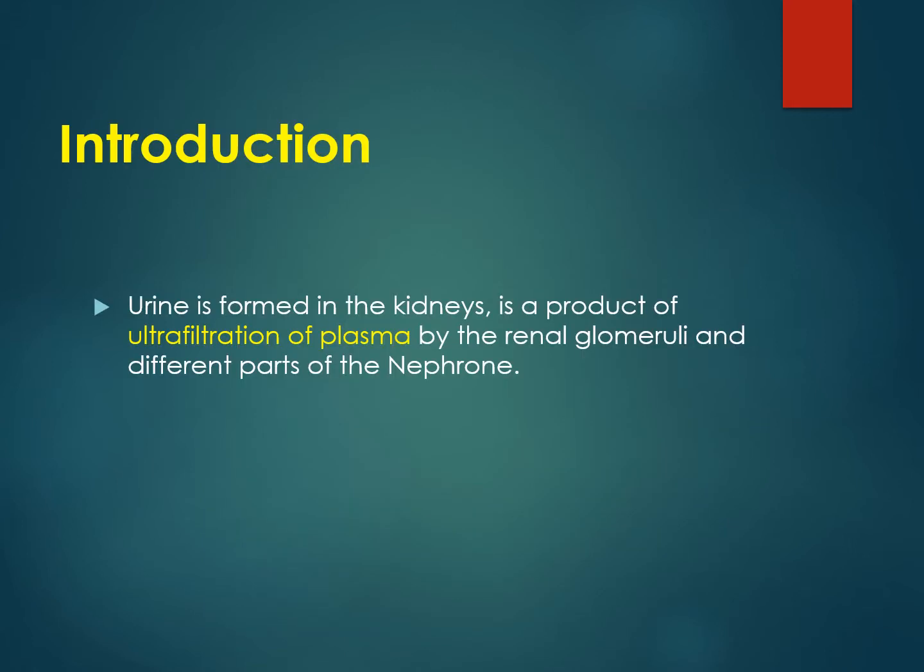The urine is formed in the kidneys, and it is a product of ultrafiltrate of the plasma, and this is done by what is known as the nephron, the functional unit of the kidney. As we know, we have about 2 million nephrons in our kidneys. The urine comes out through the different parts of the nephron, then the renal tubules, and ultimately it comes out through the urethra.